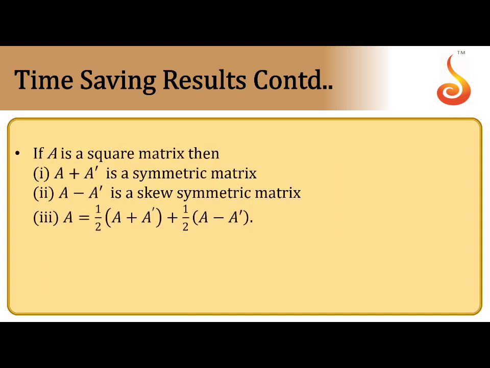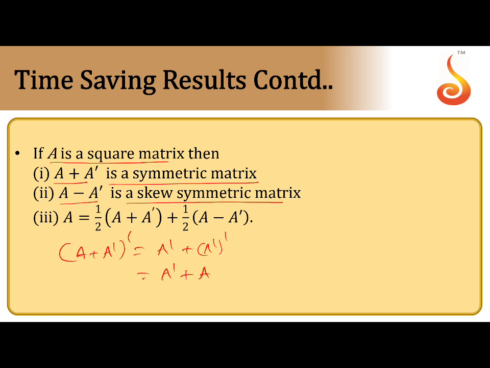Next, if A is a skew-symmetric matrix, then A + Aᵀ is a symmetric matrix and A − Aᵀ is a skew-symmetric matrix. How can you check whether a given matrix is symmetric? Just apply the transpose to the given matrix. If the answer is the same matrix, then we call it a symmetric matrix. So (Aᵀ)ᵀ is the same, which means this value is the same. So we call A + Aᵀ a symmetric matrix.